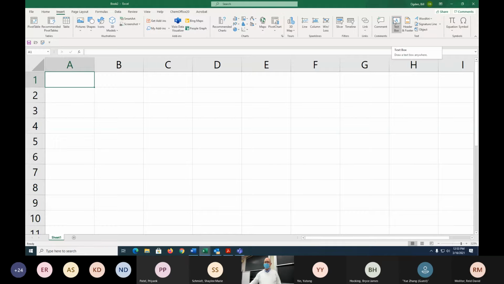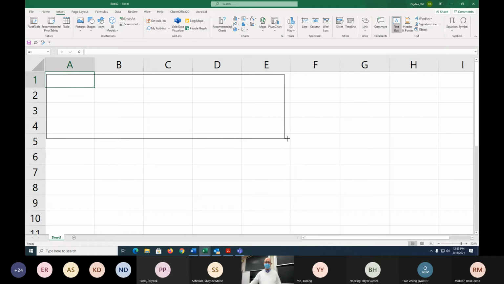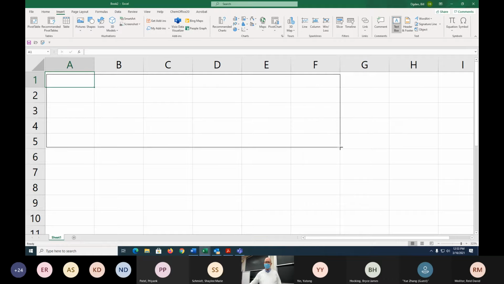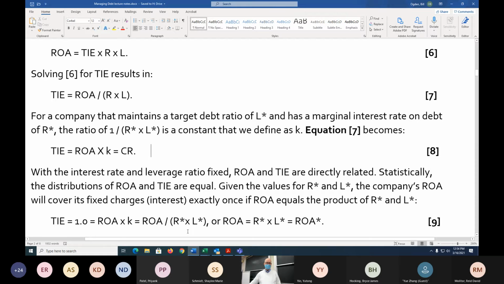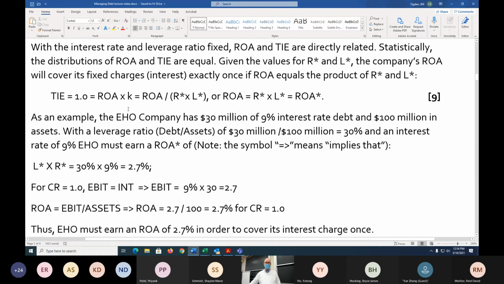I bet we have. I'll choose a text box, and I'll just draw it here. And it doesn't matter what size you make it, you can resize it very easily. It's just like a picture. So I'll put it in a text box right here. Okay. I'll go back to my Word document. And I got an example coming up here. Here it is. So let's start from right here. The EHO company has 30 million of 9% interest rate debt and 100 million of assets.